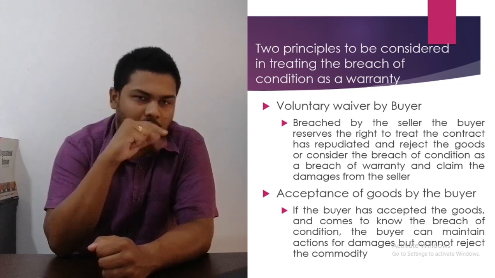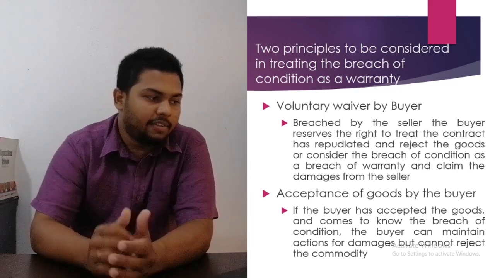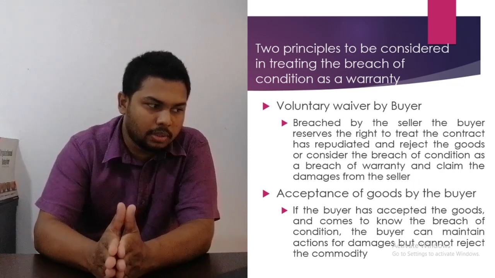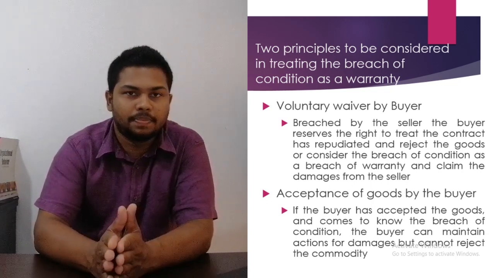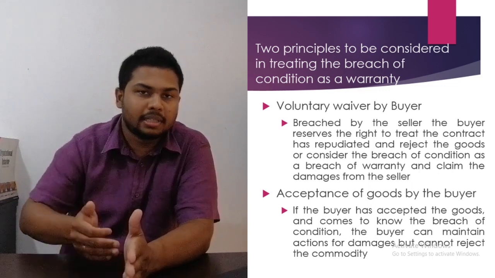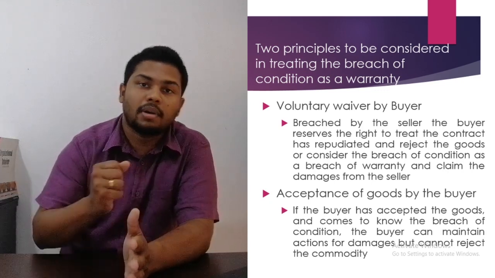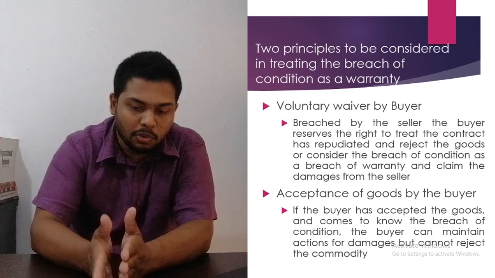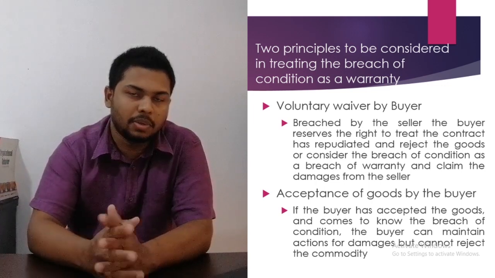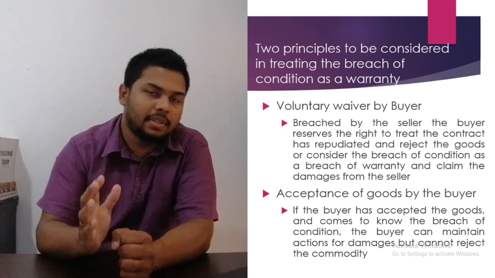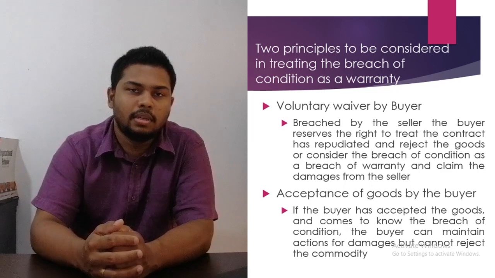That is one way. The second one is acceptance of goods by the buyer. In the condition of acceptance of the goods by the buyer, if the buyer has accepted the goods and comes to know of the breach of the condition, the buyer can maintain actions for damages but cannot reject the commodity. Since you have already accepted the commodities sent by the seller, you cannot reject the commodity. But of course, if you know there is a breach of condition or breach of whatever terms are included, you still have the right to sue over the damages caused in that case.